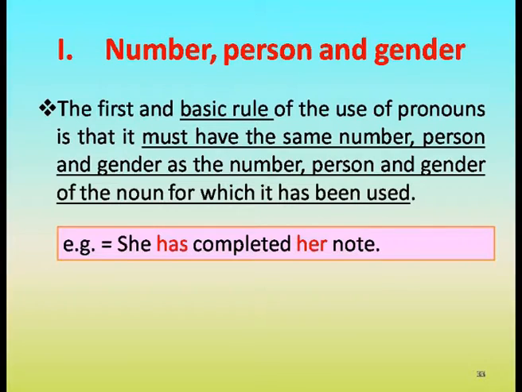For number, person and gender. The first and basic rule of the use of pronoun is that it must have the same number, person and gender of the noun for which it has been used. She has completed her note.